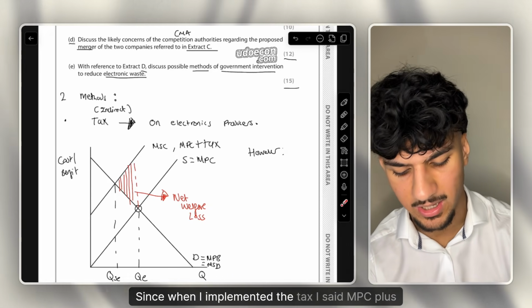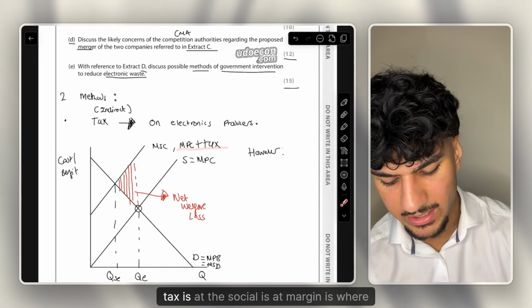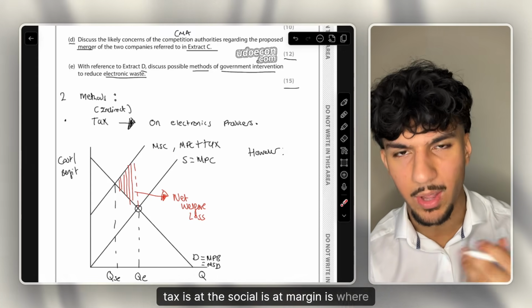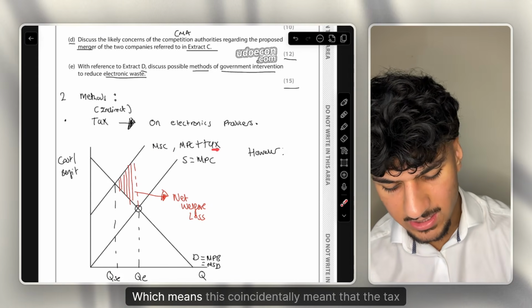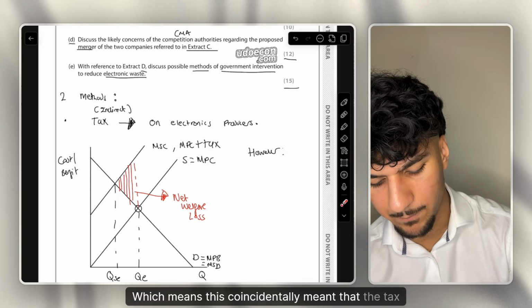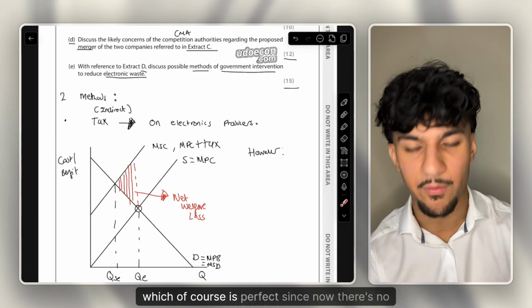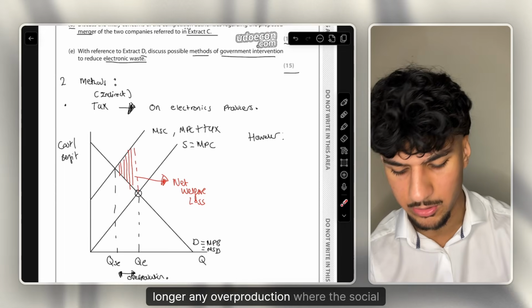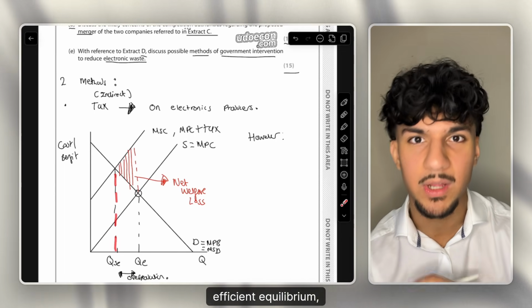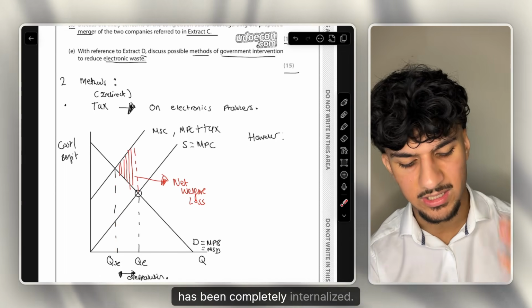Since when I implemented the tax, I said MPC plus tax is where marginal social cost is, which means this coincidentally meant that the tax is at the socially efficient equilibrium, which of course is perfect, since now there's no longer any overproduction. We're at the socially efficient equilibrium. The negative externality has been completely internalized.